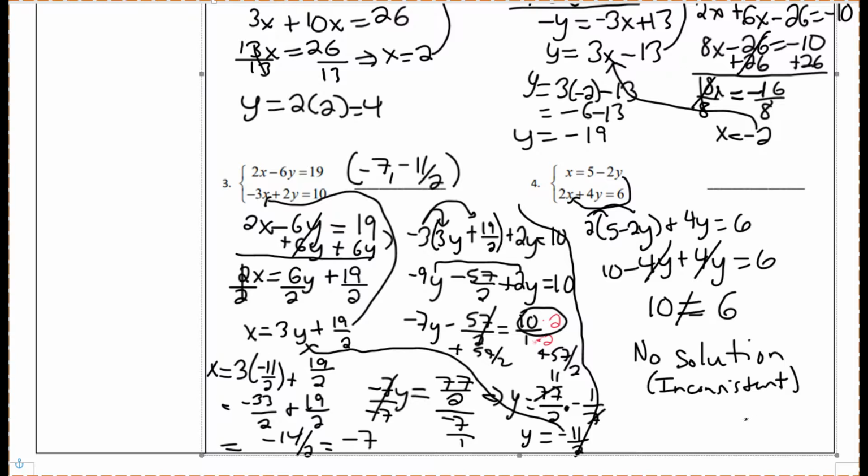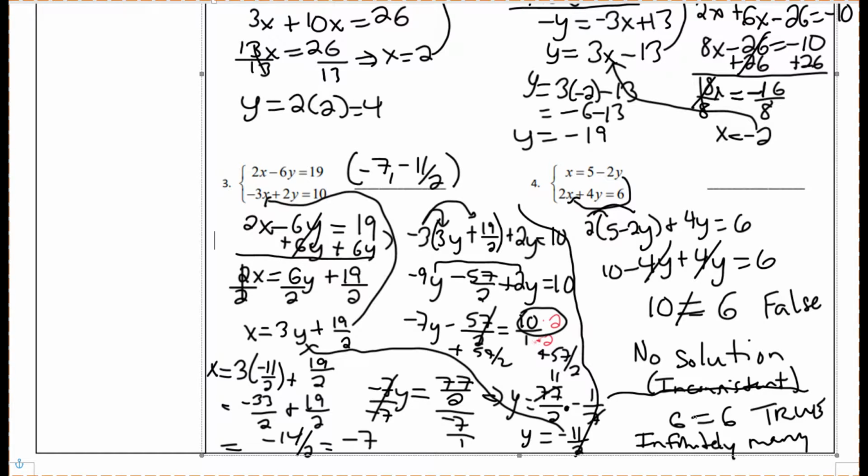So when you solve a system and you get a false statement, that indicates that you have no solution. If you were to solve a system and you get a true statement, like for example 6 equal to 6, that's true, then this indicates that you have a dependent system, so that means you have infinitely many solutions. Okay, so that indicates that you have the true statement. Here we have a false statement, so the answer is no solution.